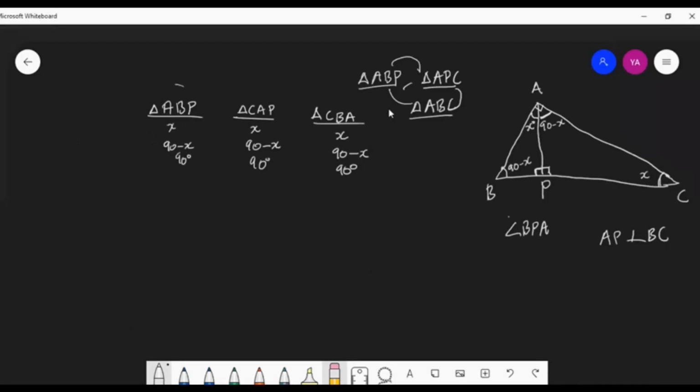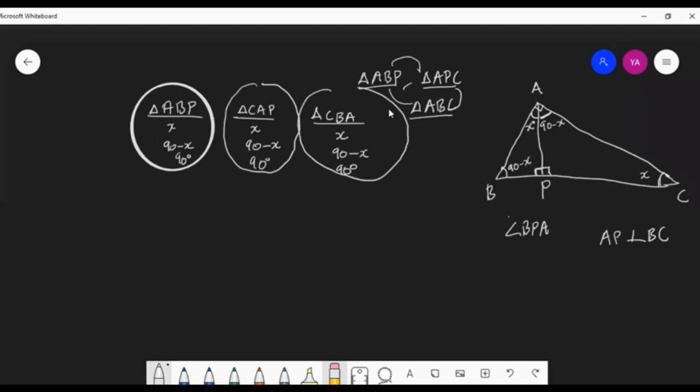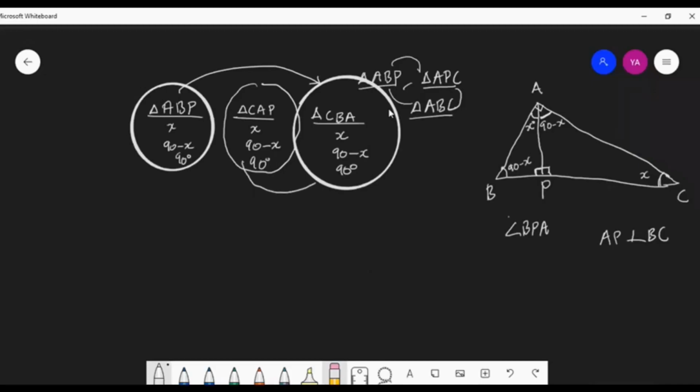Now look here, these three triangles have the same angles, right? Triangle ABP, triangle CAP, and triangle CBA. CBA is the larger triangle. So that's ABC. We just rearrange the name corresponding in the same order. Okay, so look here. This triangle will be similar to this triangle because the corresponding angles are equal. And triangle CAP, the small triangle on the right side, will also be similar to the larger triangle. And also these two small triangles will be similar because their corresponding angles are also equal.